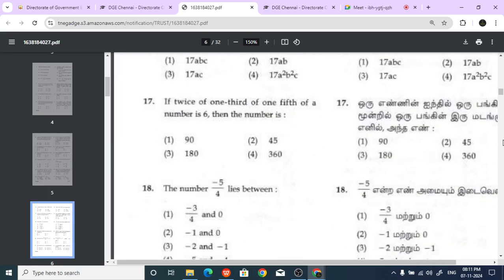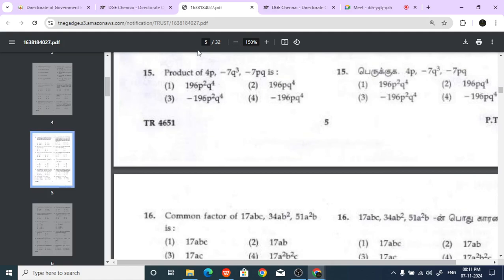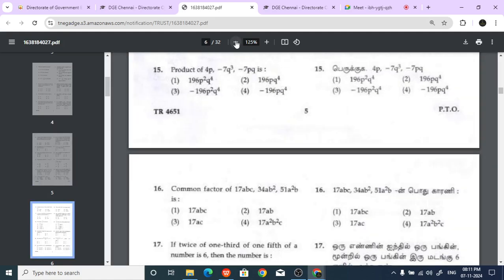Question number 16. Palak, can you read? Common factor of 17 ABC, 34 AB square, 51 A square B is. Which is the common factor they are asking? 17 AB, sir. Are you sure?